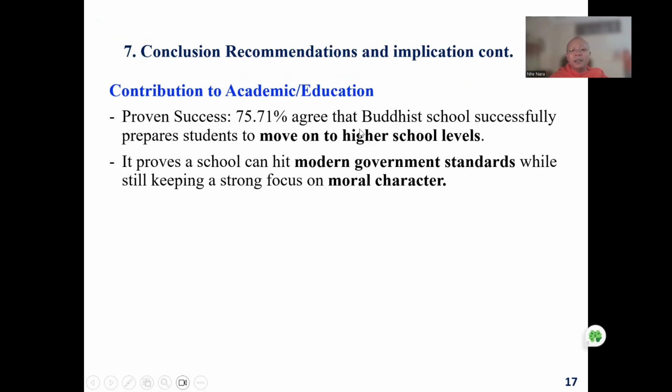75.71% agree that the Buddhist school successfully prepares students to move on to higher school levels. Most students take the examination and pass to study at a higher level, like a Buddhist high school or a state school. And it proves the school can exceed government standards while still keeping a strong focus on moral character.